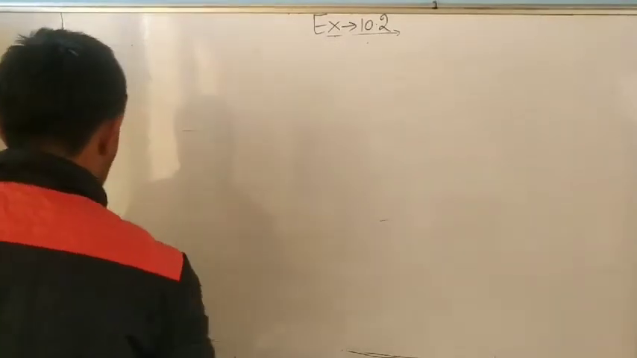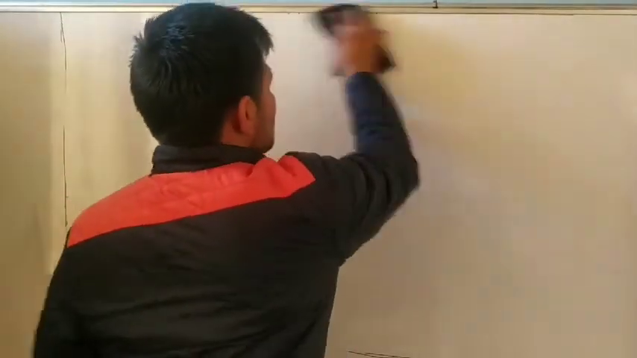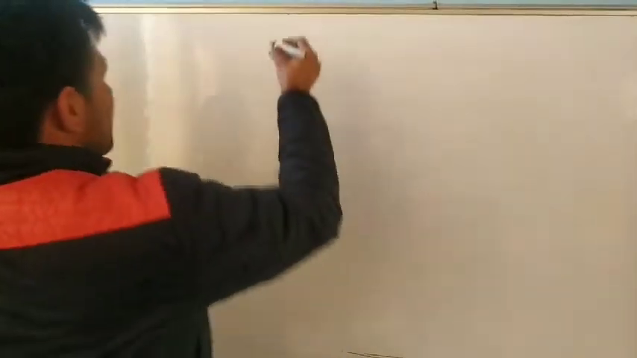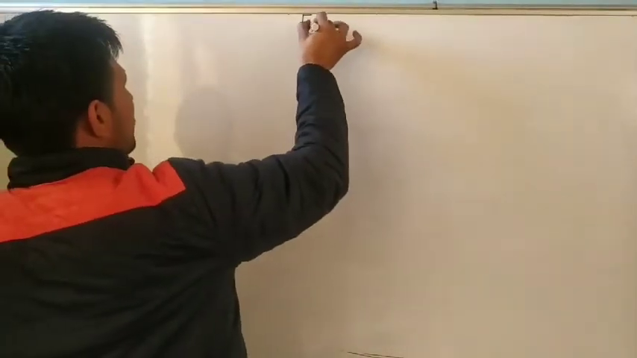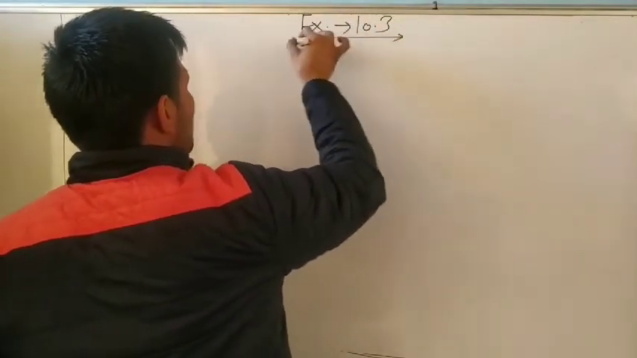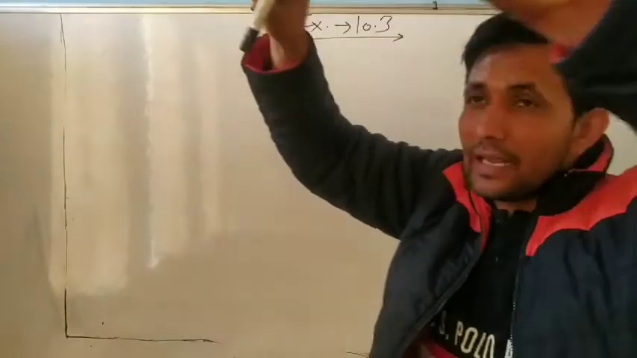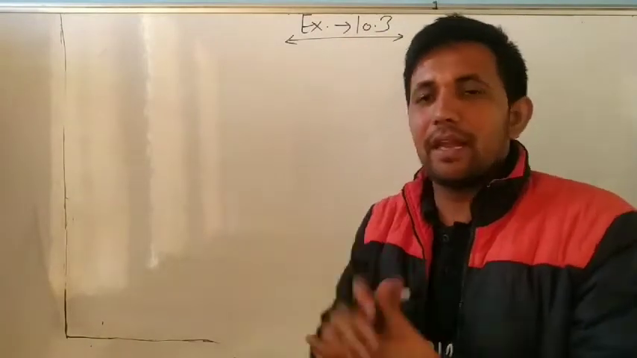Now we will start 10.3. The 10.3 exercise is based on only two formulas. If you know these two formulas, you can solve easily. Understand? Look, we already learned how to find area. Area means the total area enclosed by a figure.